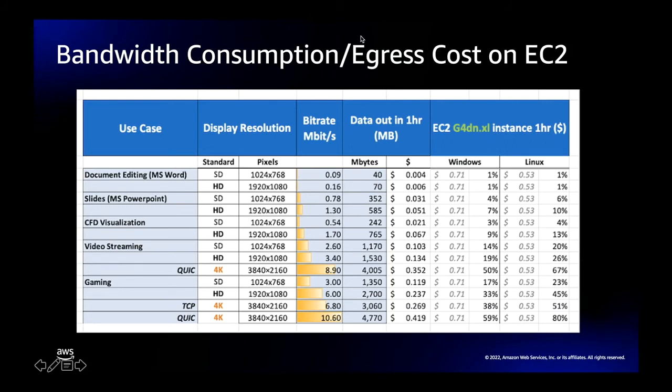And next is bandwidth consumption. This is also a frequent question asked by a lot of our customers: how much egress cost am I expected to pay if I run it on EC2? Here we did some tests, and depending on your resolution and depending on the use case, how much of your screen is constantly moving, you get different bitrate outputs. Here we did some calculation, assuming you're using a G4DN instance, and you can see the cost here.